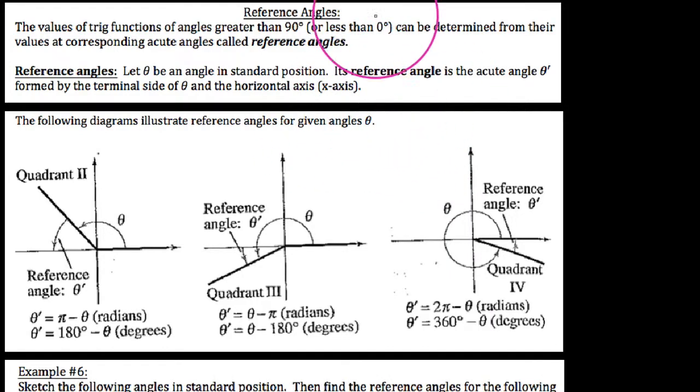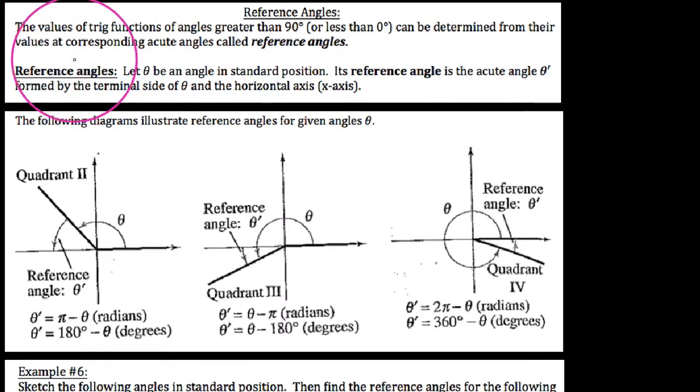In this video, we're going to introduce the concept of a reference angle, or a related angle. In trig, when we evaluate trig functions, it's often better to just use a reference angle than it is to use the actual angle that you're given. We'll talk about that in the next video. But in this video, what is a reference angle?